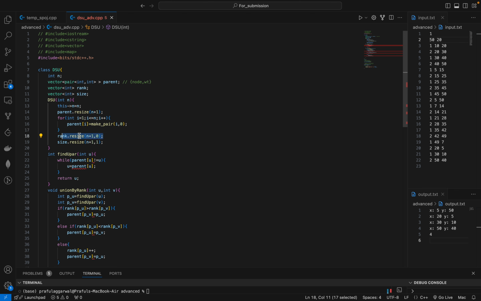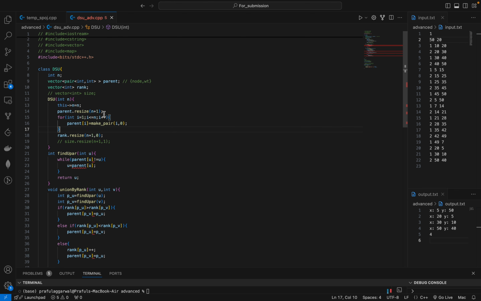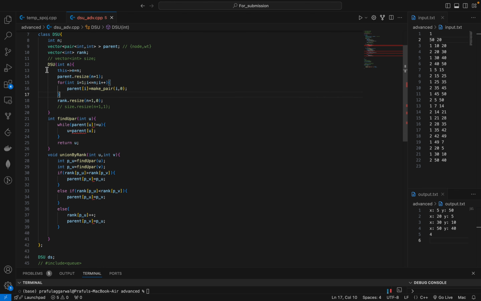The rank of every node will be 0 only. Size we are not using here, so I'm commenting it out to avoid confusion. So this is all the change we needed in the initializer.